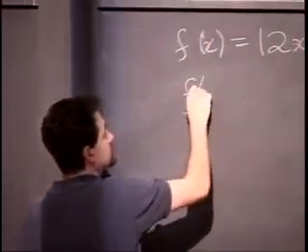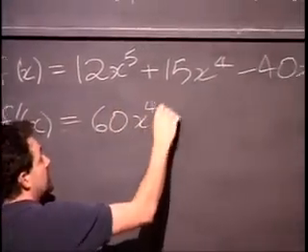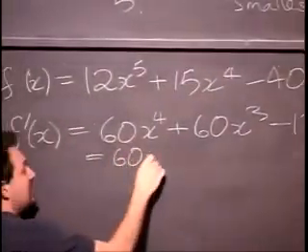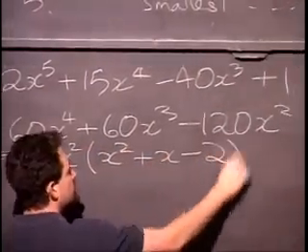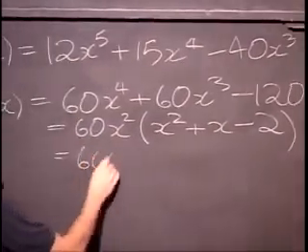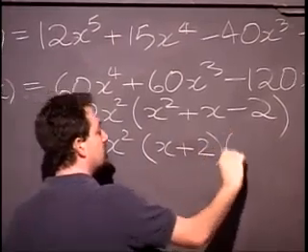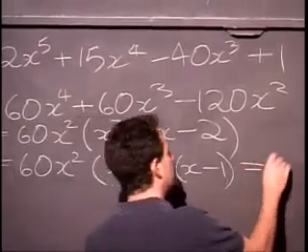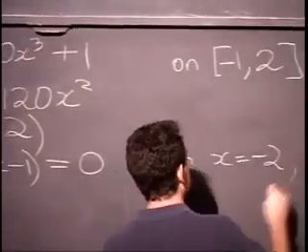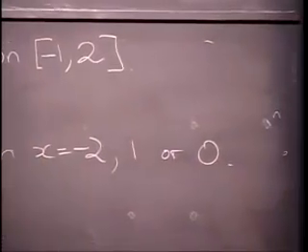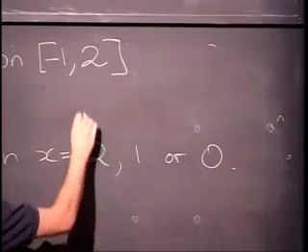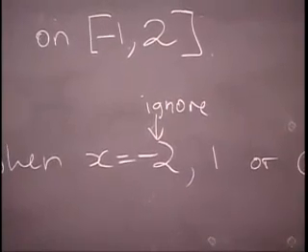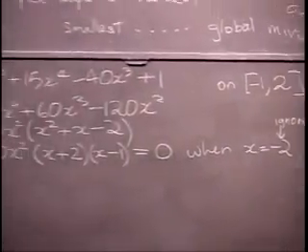Well, following this prescription, we differentiate. We get 60x to the 4th plus 60x cubed minus 120x squared. And we can factor this as 60x squared times (x squared plus x minus 2). And we can factor this further into (x plus 2)(x minus 1). So that's the complete factorization. And this is clearly equal to 0 when x equals minus 2, 1, or 0. But I'm going to ignore minus 2 because it occurs outside the domain of this function f. If, of course, I let f have domain all of R, yes, it would matter. But you've got to ignore it here.